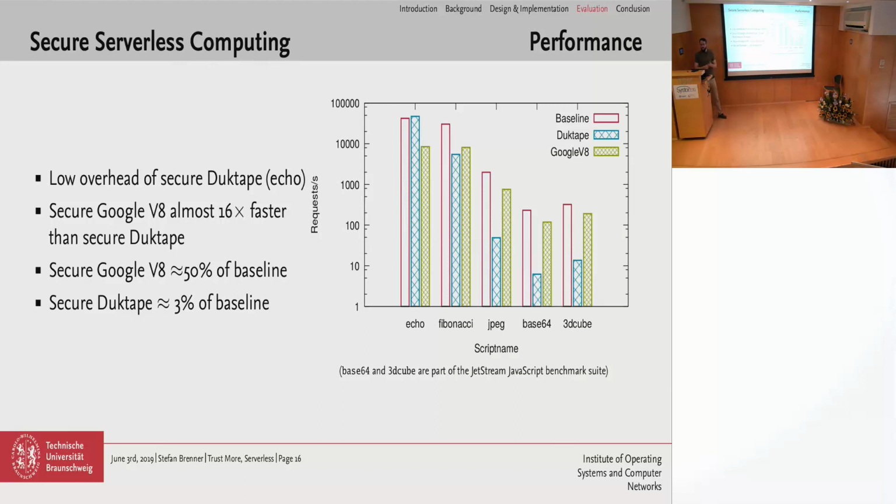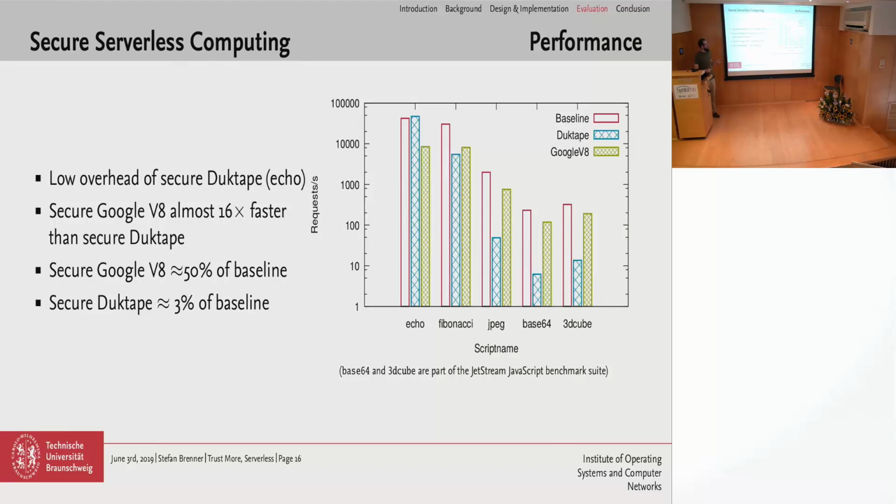The baseline in that case is somewhat similar to what commercial function clouds will offer. So basically that's a Node or V8 based application running without any security on bare hardware. So this is basically V8 without anything. And then we have secure Duct Tape and secure Google V8. And these are both the interpreter running with our platform inside the enclave. So you can now see that Duct Tape is really lightweight when it comes to doing nothing, right? But that doesn't make much sense.